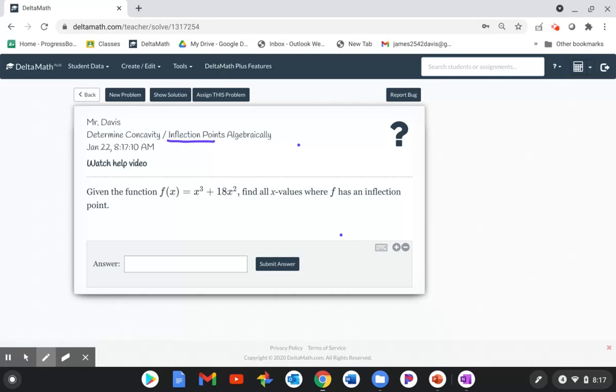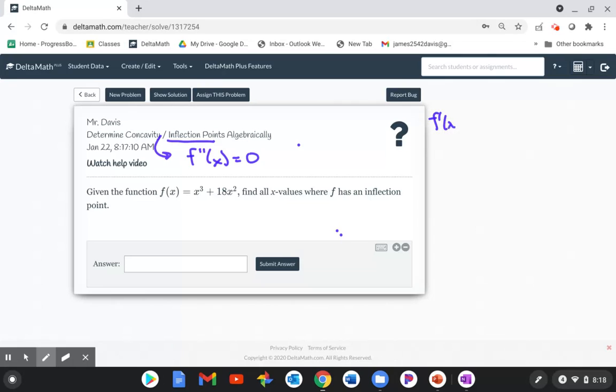Remember, an inflection point is where f double prime of x equals 0. So those are the points where f double prime of x equals 0. We're just going to take the second derivative of the function, set it equal to 0, and then solve for it. So let's go ahead and do that with this function.